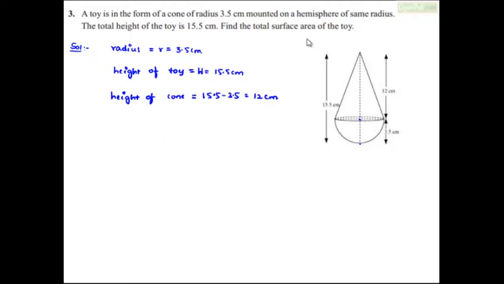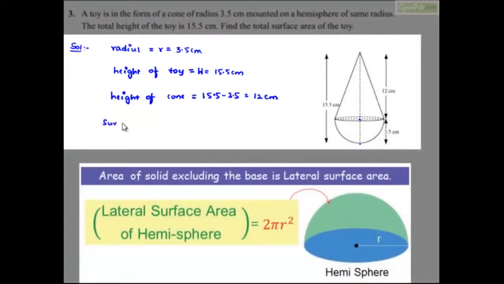Now he asked us to find the total surface area of the toy. So in order to find the total surface area of the toy, we initially need to find the surface area of the cone as well as the surface area of the hemisphere, and then add them to get the total surface area of the toy. So initially let us find the surface area of the hemisphere.